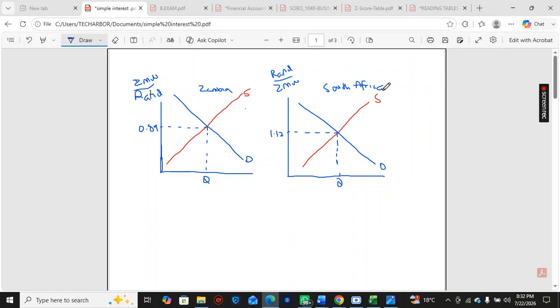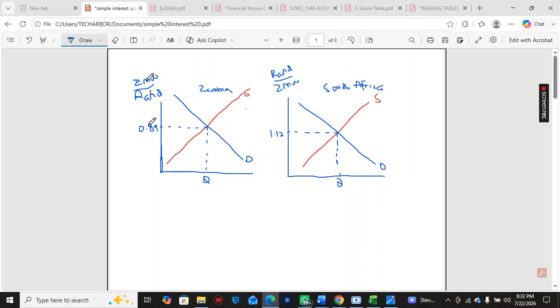All right, so that's what the floating exchange rate is about. It's all about supply and demand of your currency, and that's what determines the exchange rate. So we're going to look at this example here, Zambia and South Africa. Here we have the exchange rate: one Zambian kwacha equals 0.89 rands.